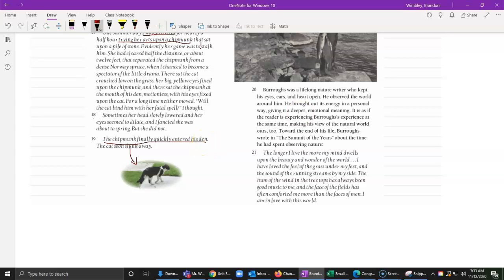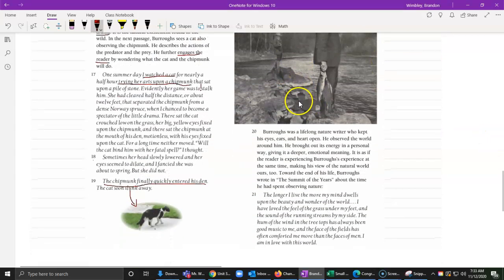So now let's go to paragraph 20. We have this picture again. So let's see if this picture is going to help understand what's going on in 20 and 21. Burroughs was a lifelong nature writer who kept his eyes, ears, and heart open. He observed the world around him. He brought out his energy in a personal way, giving it a deeper emotional meaning. It is as if the reader is experiencing Burroughs' experience at the same time, making his view of the natural world ours too. Toward the end of his life, Burroughs wrote in The Summit of the Years about the time he had spent observing nature.